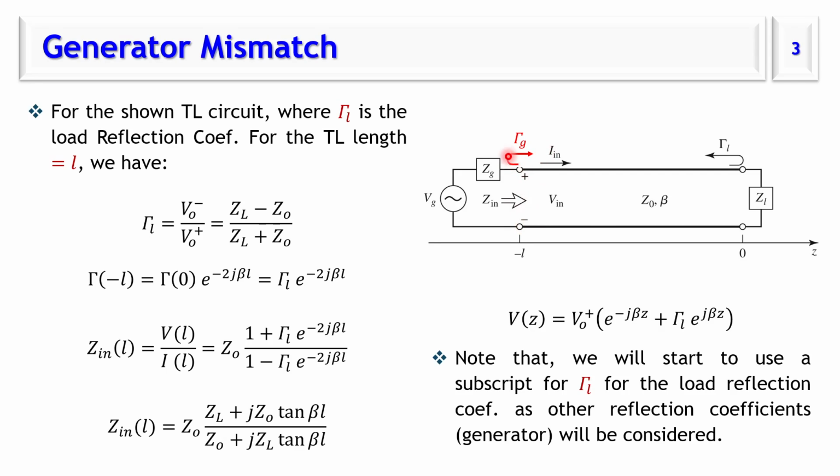In the book, they draw gamma G to be similar to this, which is wrong. So the notation, or just the shape of the definition of gamma G in the book, is wrong. The wave is incident on the generator, and part of it, gamma G, is reflected. So it should be expressed like this one, not the way in the book. The symbol here is correct; the symbol in the book is not correct.